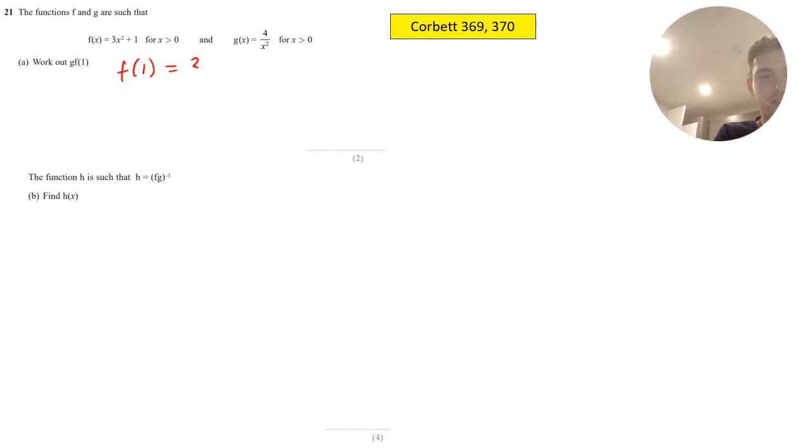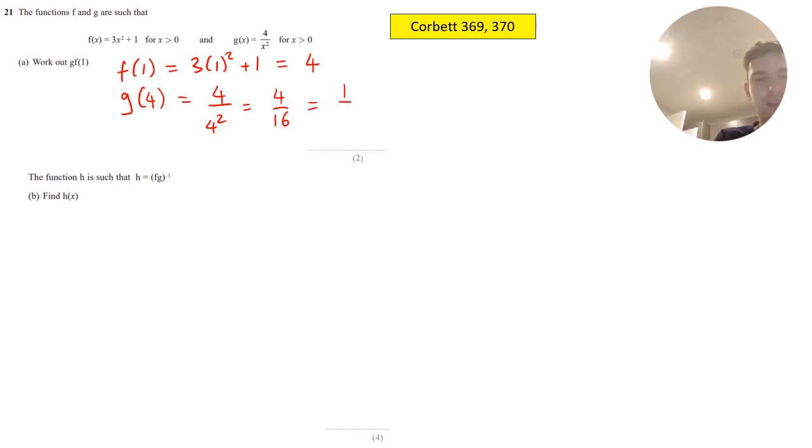So substitute, instead of x, 1. So this is 3 times by 1, which is 3, plus 1, which is 4. And then my second step, I'm now going to do g of 4. And I get my answer 4 over 16, which is a quarter. So hopefully got those 2 marks there. If not, practice those core bits. I think 370 is composite functions, 369 is inverse functions.